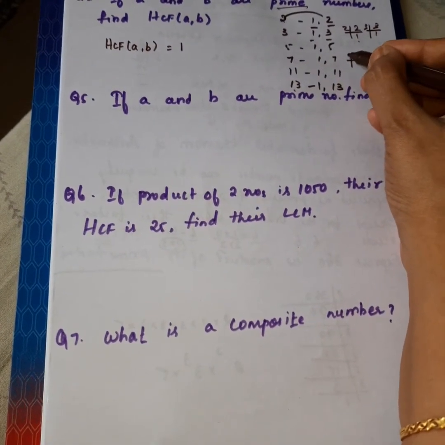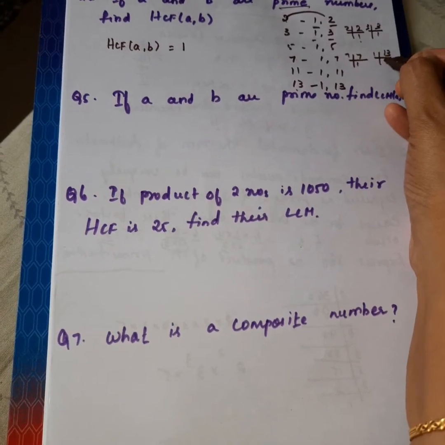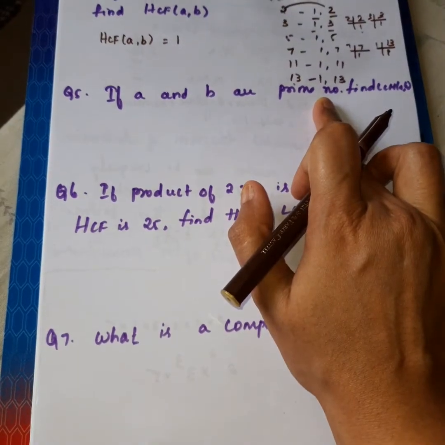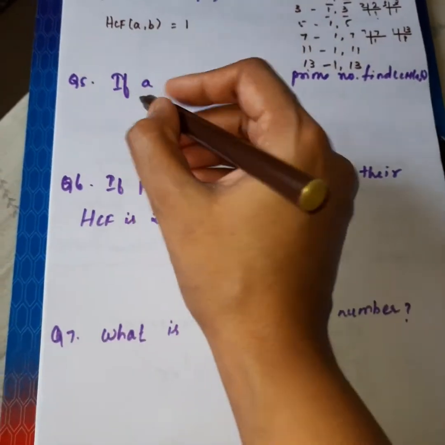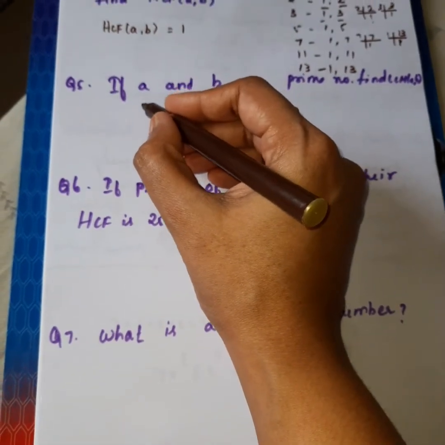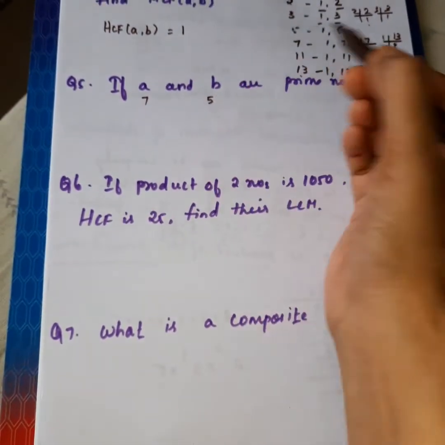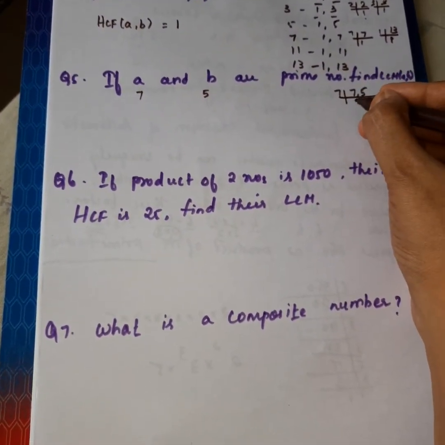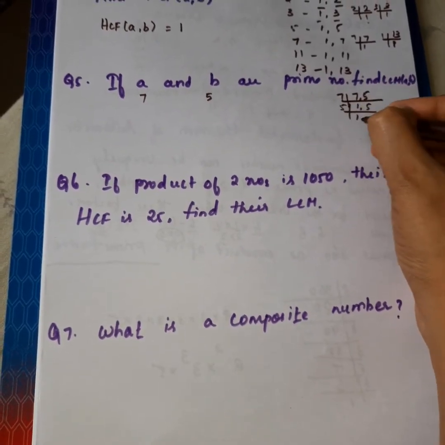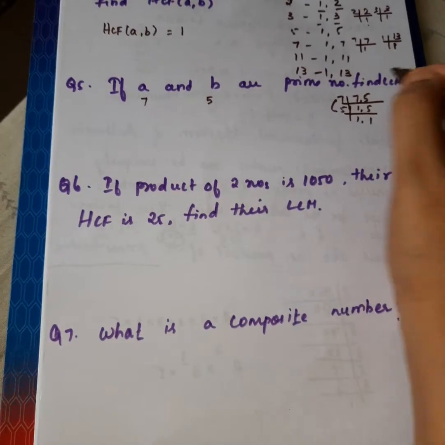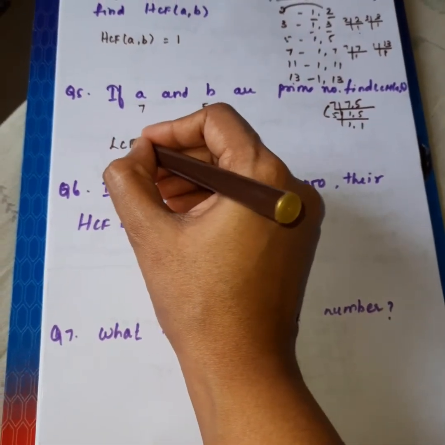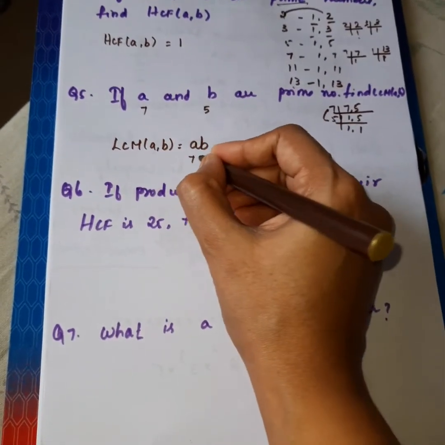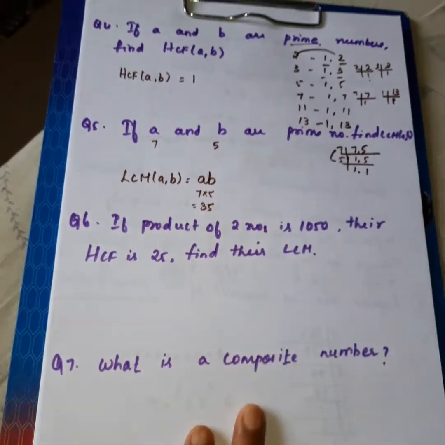Same way between 7 and 13, that's again 1. 13 ones are 13. Question 5. If a and b are prime numbers, find the LCM of a and b. So let's take two prime numbers 7 and 5, just for an assumption. The LCM is just going to be the product of those two given numbers, as again nothing is common between them. So the LCM is the product of the given numbers a, b. And in this example, 7 into 5, 35 is the LCM.